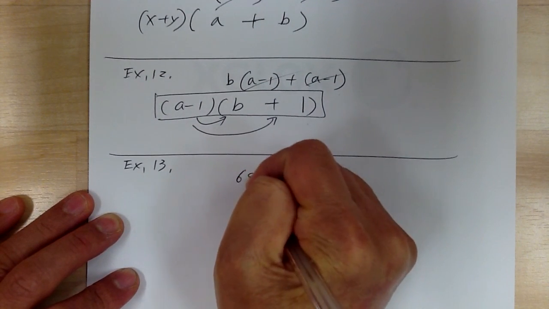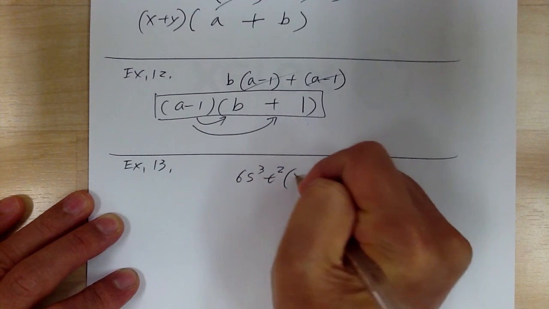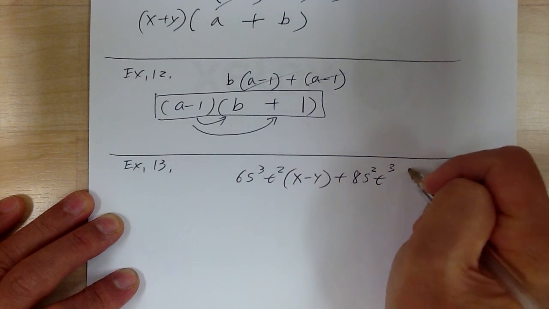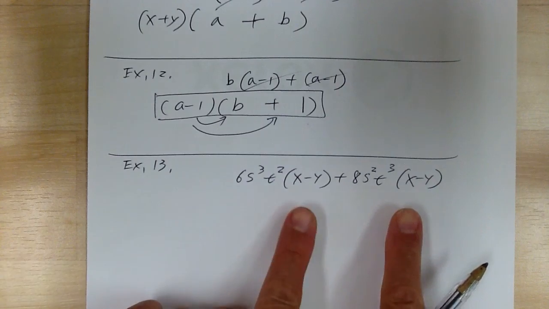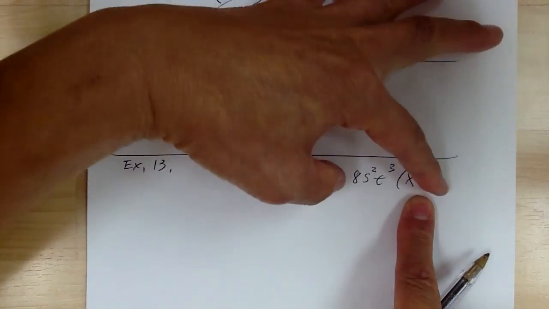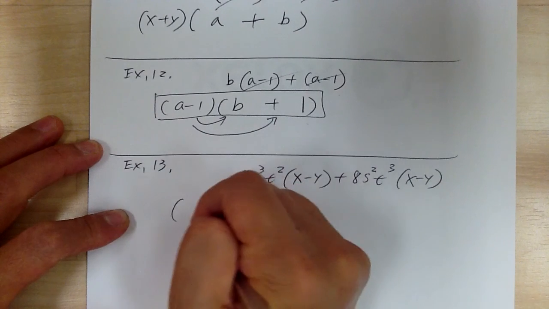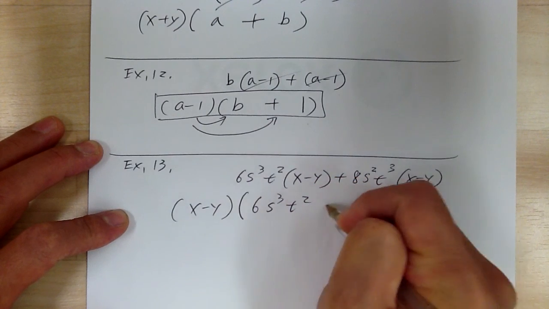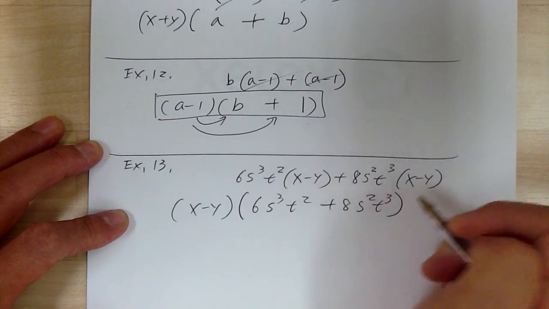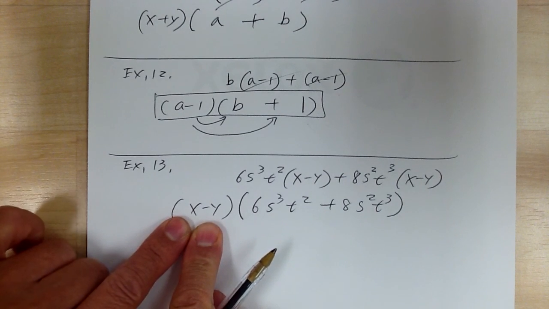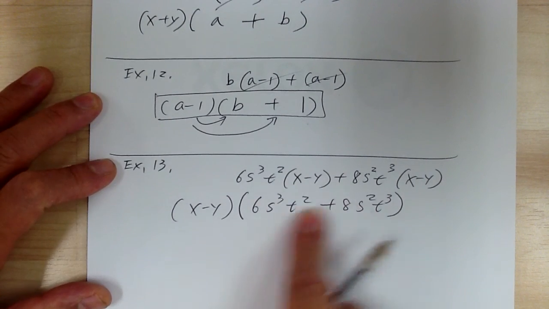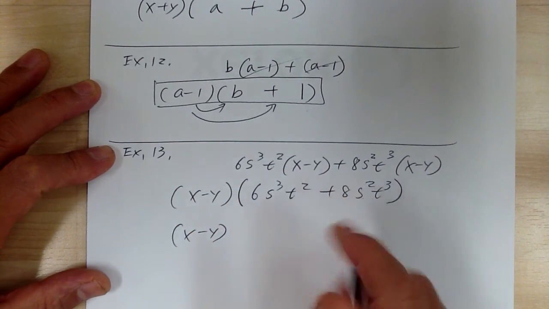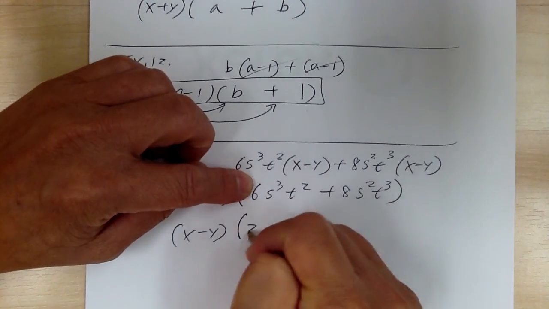You've got 6s cubed t squared times (x minus y) plus 8s squared t cubed times (x minus y). Over here you've got x minus y, so you can take it out. Let's do that first. You get (x minus y), and the leftover would be 6s cubed t squared plus 8s squared t cubed. So we factor out the group. Now you have to keep working on the leftover to make sure it's all done. Notice you've got 6 and 8, so you can factor out the 2.